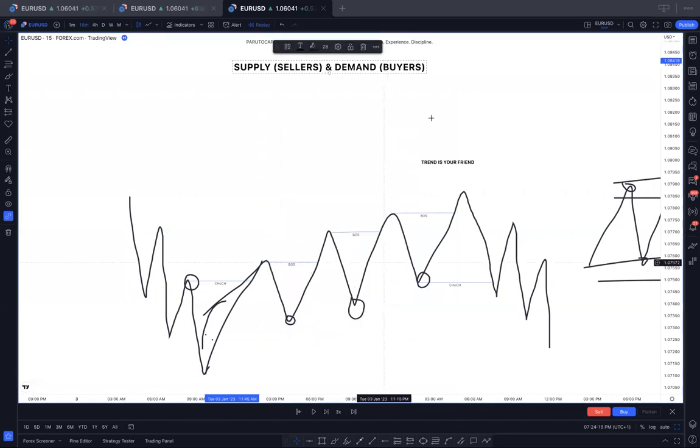So how that works is that when you have a supply zone in the market, that simply means there are a lot of sellers in that zone who are looking forward to selling. For example, at the top here, there are a lot of sellers looking to sell the market. And then the demand zone simply refers to an area where you have a lot of buyers who are looking to buy that zone up. So the market basically is always a war between sellers and buyers, right?